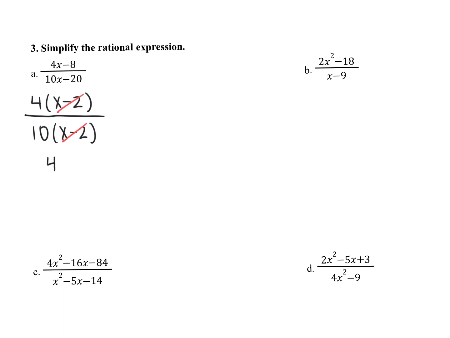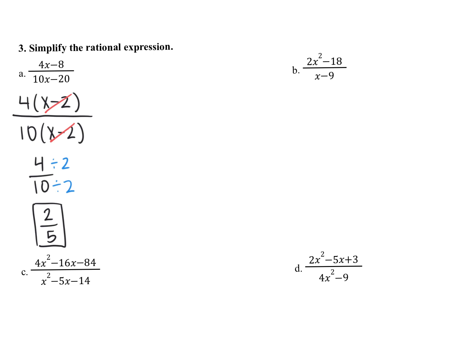And I'm left with 4 over 10. Now we need to see, can 4 over 10 simplify? And it can. Both of those numbers are divisible by 2, so we'll divide by 2. And we're going to end up with 2 over 5. And that's my simplified answer, 2/5.